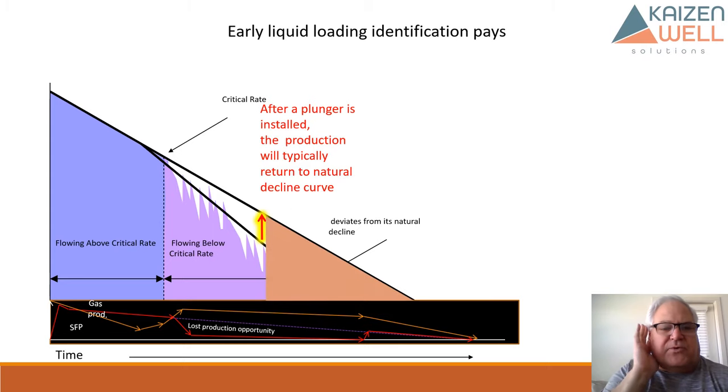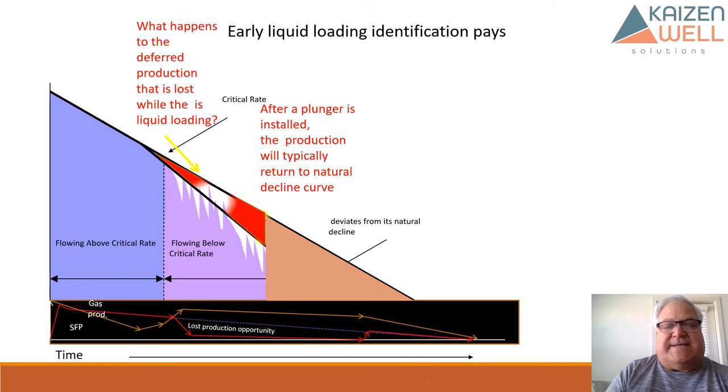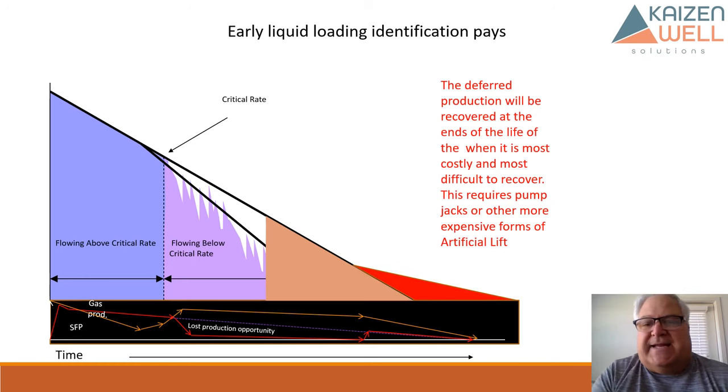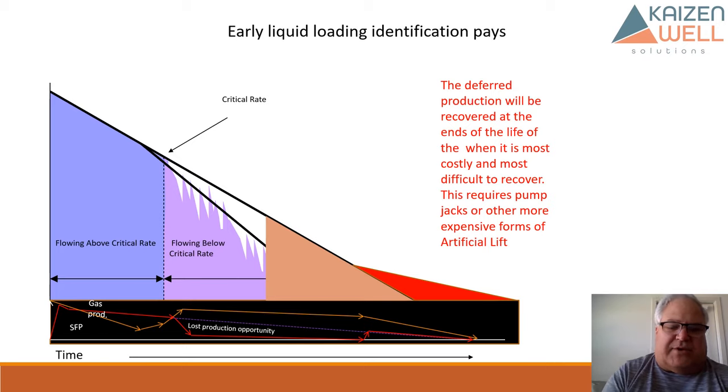But one of the problems with waiting until you get these large increases in production is, you see we returned back to our normal decline, but what happens to this production between where we started to liquid load, the deferred production, and when we do something? Well, typically what we find is that that production is recovered at the end of the life of the well. Now, it's typically very difficult to recover this. It requires a lot more energy, compression, pump, you've got to start putting energy into the well, so it's much more expensive to recover.